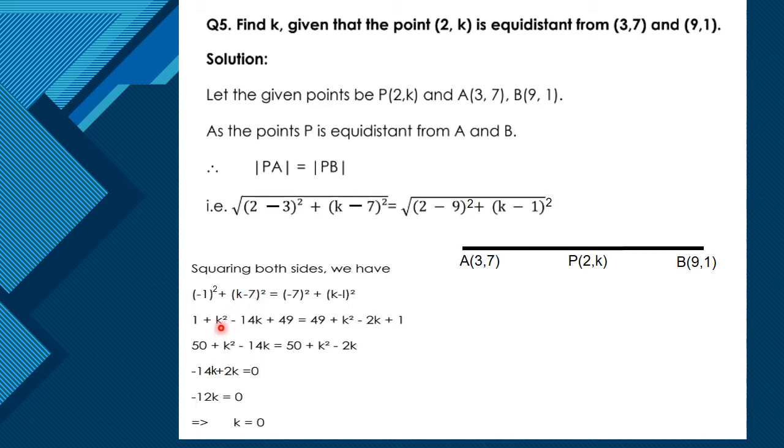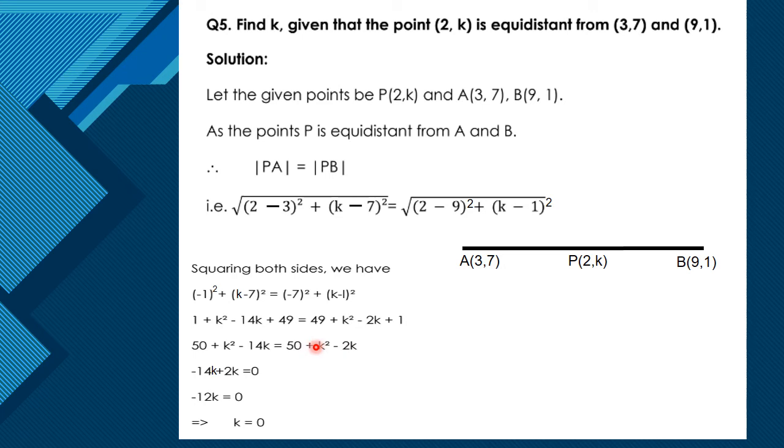So just apply this identity, it will give you k square minus 14k plus 49, and similarly on the right side it will give you k square minus 2k plus 1. Minus 7 whole square is 49 and minus 1 whole square is 1. Now we just have to solve this equation. 1 plus 49 is 50, k square minus 14k. Similarly, 49 plus 1 will give you 50 plus k square minus 2k.